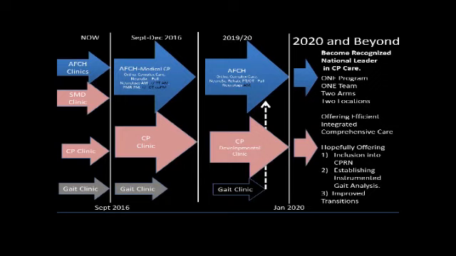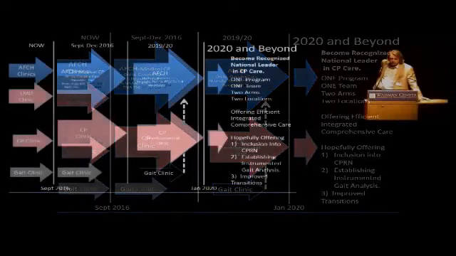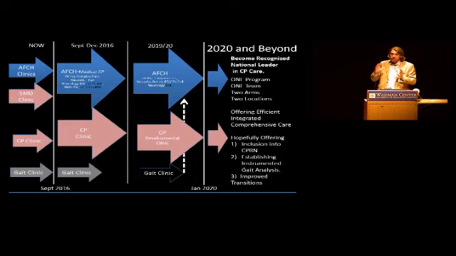Hopefully we'll have the CPRN up and going. Hopefully starting to look at getting instrumented gait analysis. And then one of the other things that I've not discussed with many other people, but am discussing with you, is really trying to help improve transition both from the newborn nursery into the CP clinic, and then probably not necessarily more importantly, but more pressing, outside of the pediatric realm into the adult transition. That's a huge national problem.